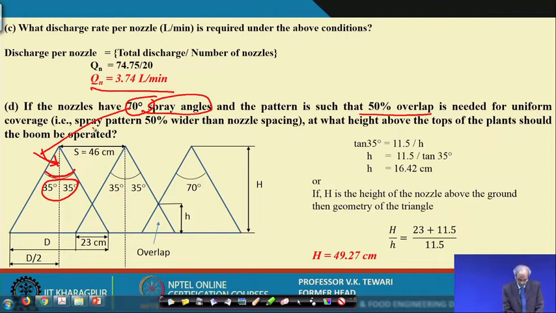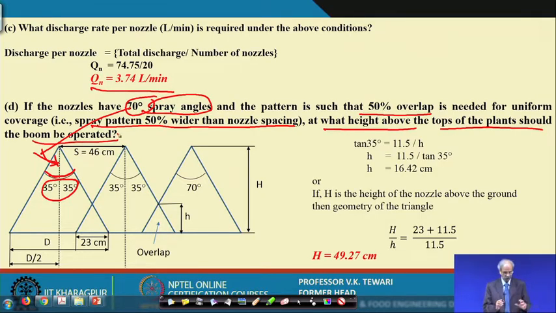What is this? The spray pattern is 50% wider than the nozzle spacing. This is the meaning of the overlap that we are talking about. So, when you have this, at what height above the top of the plant should the boom be operated? Now, you can see that as if there are 3 nozzles: one nozzle is here, the other here, the other here. One nozzle has a coverage area like this, the other has a coverage area from this to this.